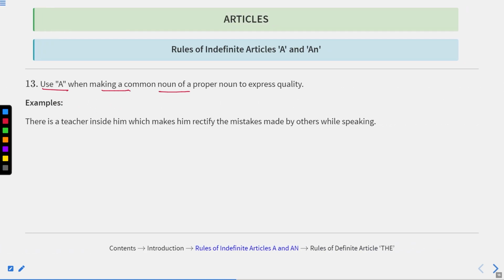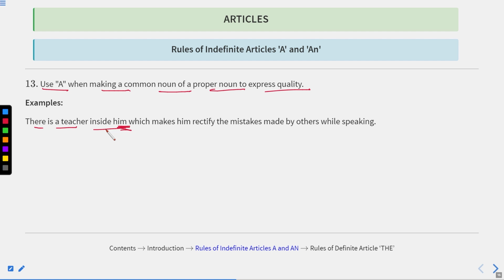Use a when making a common noun of a proper noun to express quality. Now, if I speak about a person and I'm expressing a quality of that particular person, which is like someone else, we can use a or an before that quality. For example, there is a teacher inside him. It does not mean that a teacher is fitted into his body. No, not like that. It means he has some quality of a teacher which makes him rectify the mistakes made by others while speaking.